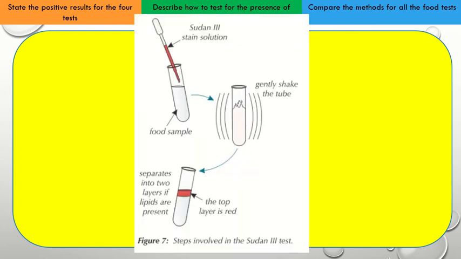Our last one, we are testing for fats. Okay, so again, we've got our test tube with our food sample. In this case, we're going to use the Sudan 3 stain solution. Similar to our one for proteins, we're going to gently shake that tube. If there are 2 layers that separate and one of them goes red at the top, that means that lipids are present. Okay, so make sure, once again, 3 key points, write down which test we're going for. The cover teacher can pause this now if needed to make sure that all of you get the relevant details down.